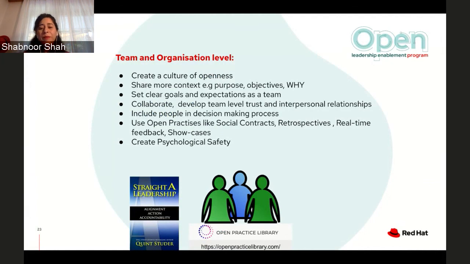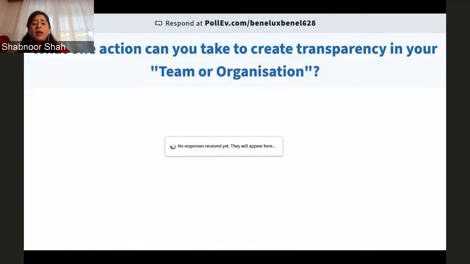Open decision making allows people to participate and ask questions and share ideas and contribute. And when people are enabled to ask questions in open and honest ways, it really nurtures a mutual understanding and encourages people more to share and collaborate with each other. So use practices like social contract, retrospectives, real-time feedback, showcases from the open practices library, and see how things change for you. And also think about, while we might not be able to wait for too long, what one action you can take to create transparency in your team and in your organization.